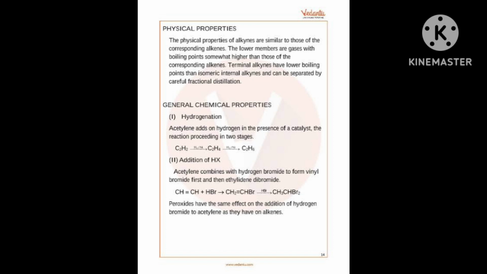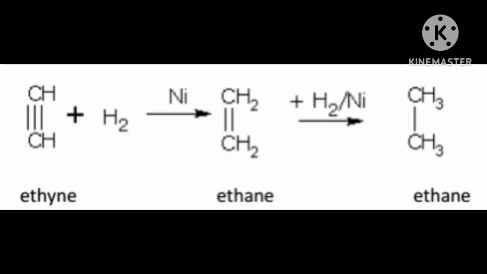This acetylene is HC triple bond CH, plus HBr, it will form bromoethene. First the triple bond becomes a double bond, giving bromoethene, okay, meaning CH2=CHBr. And again with further reaction, it will form CH3CHBr2. This is the only important thing, sir.